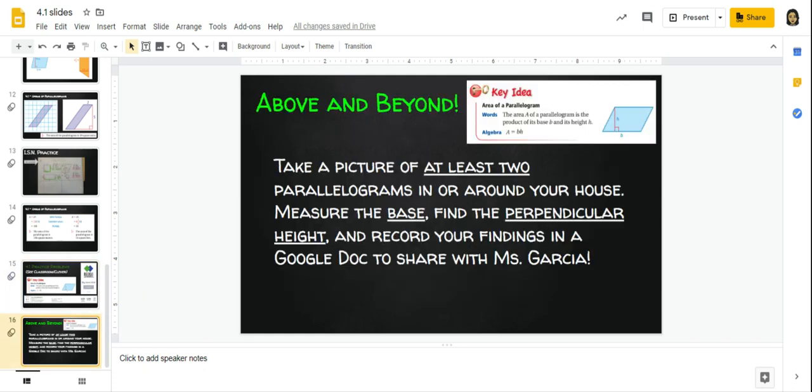Above and beyond credit, if you could take a picture of at least 2 parallelograms in or around your house, measure the base with a tape measure or a ruler if you have one. Find the perpendicular height. Remember, the height is what goes from top to bottom that creates that 90-degree angle, and record your findings in a Google Doc to share with Ms. Garcia. I will make sure to award you with some above and beyond credit for this assignment.